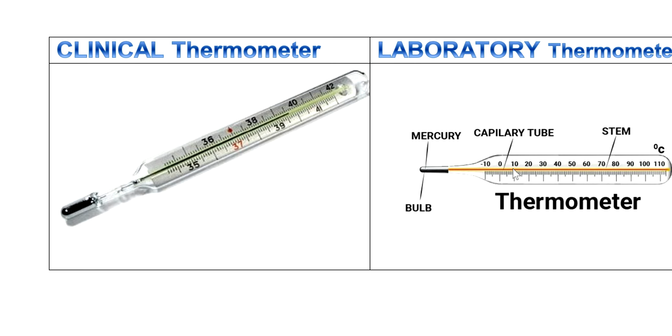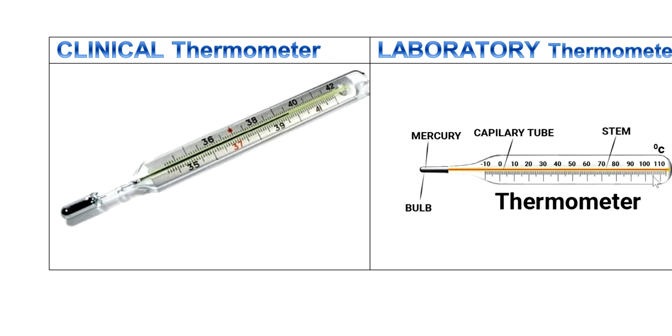So overall 20 degrees, 10 to 20, 30 degrees, 20 to 30, 40 degrees. Why 40? Because here these are 10 degrees as well. 40, 50, 60, 70, 80, 90, 100 and 110 degrees. So it is representing from minus 10 to 110.